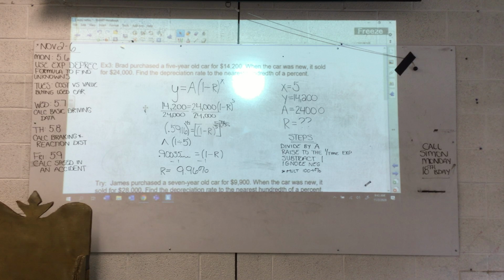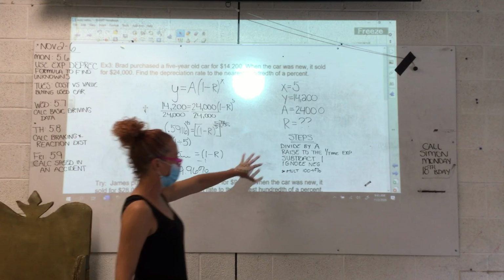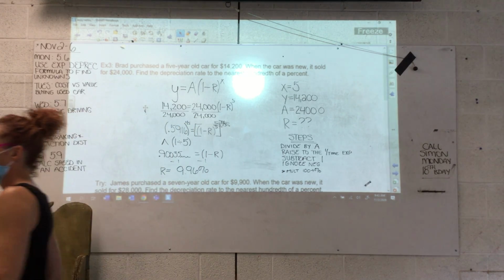14,200 divided by 24,000 is that mess right there, right? Yes. Hit the exponent key, parenthesis, 1 divided by 5, parenthesis, hit it. Subtract the 1. Pretend like it's not negative and multiply it by 100 and you're literally done. It's 4 calculator steps. That's all you have to really remember. It works because you remember some stuff from algebra.